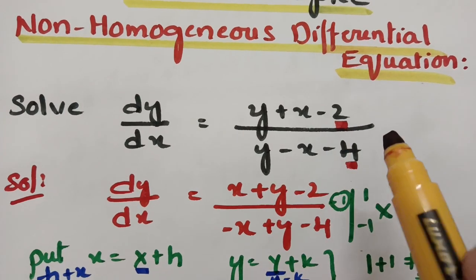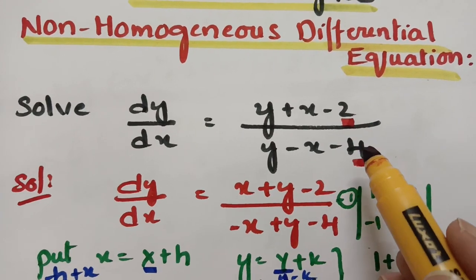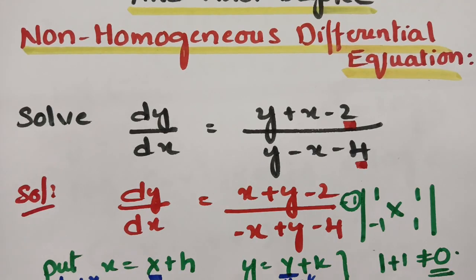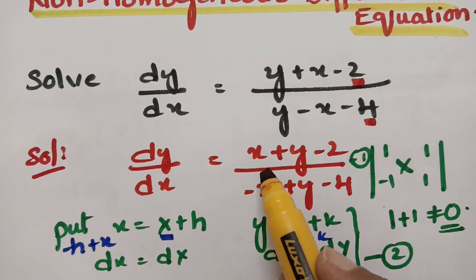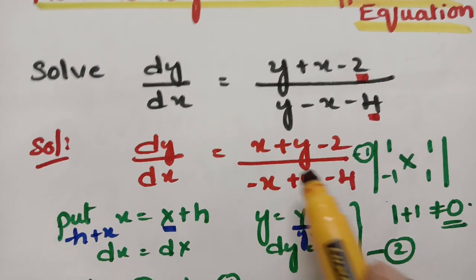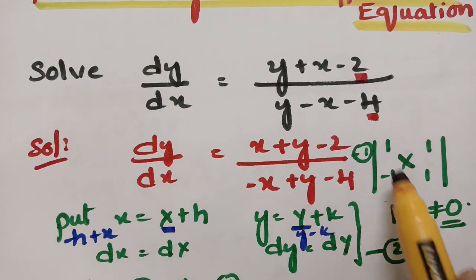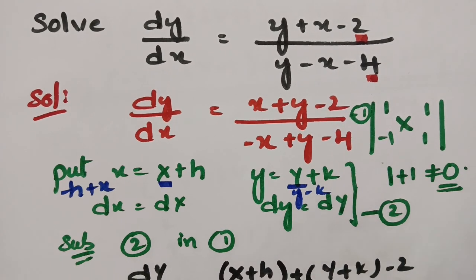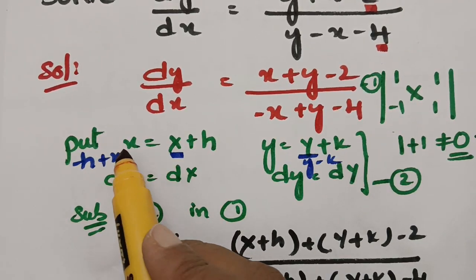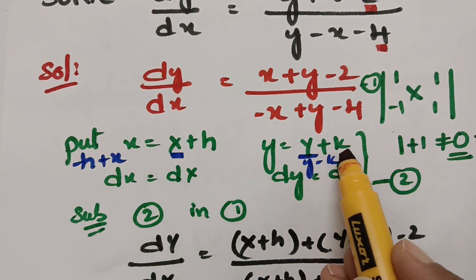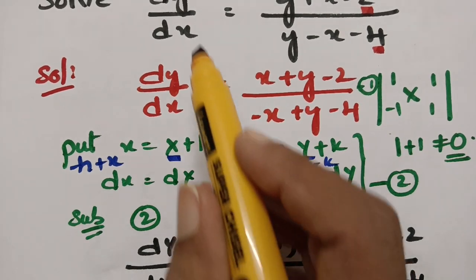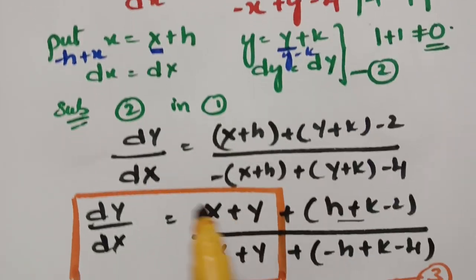So if you see any constants here, observe, you have to identify that it is a non-homogeneous differential equation, and we have to write it in a uniform order as x, y and constant like this, and we have to make a determinant out of this. If the determinant value is not equal to 0, this is the process and this is the substitution here. Small x should be replaced by capital X plus h and small y should be replaced by capital Y plus k, and we have to substitute in this equation.